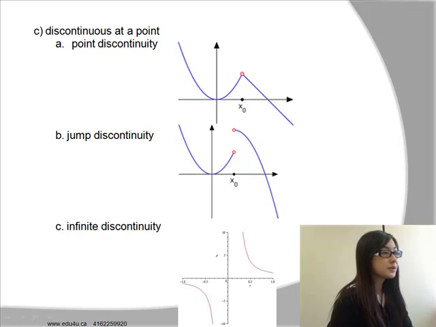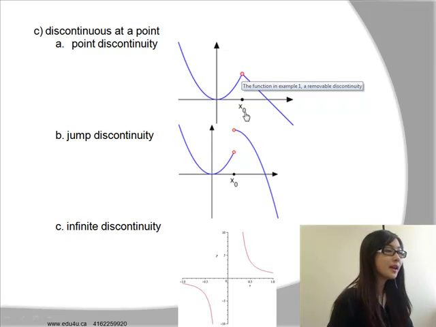Next, we have discontinuity at a point. First, we have point discontinuity. You can think of it as taking this one point on the graph and sliding it somewhere else on the y-axis. So at this point in the graph, x = x0 will be discontinuous.